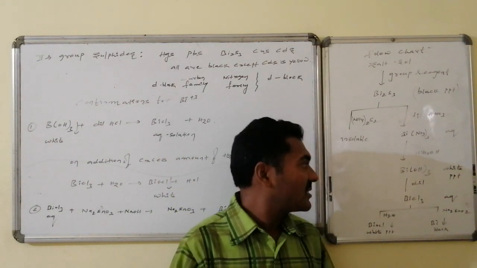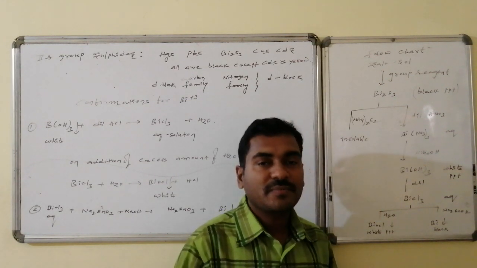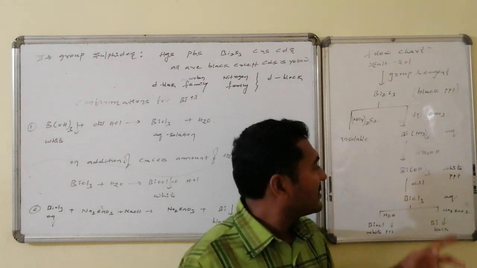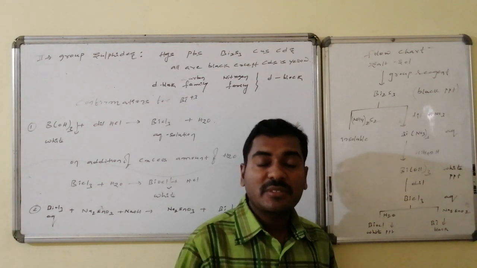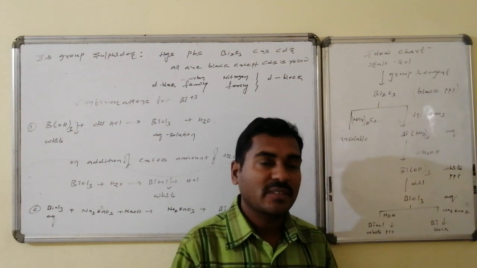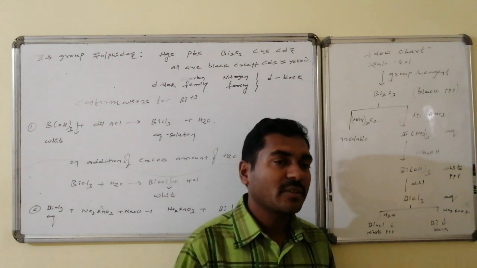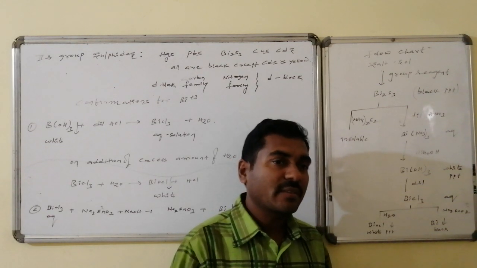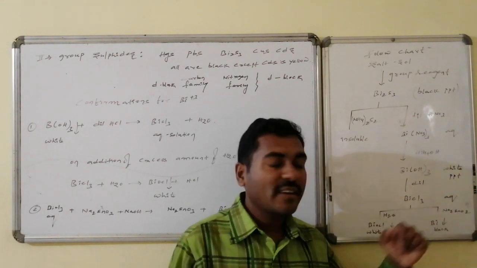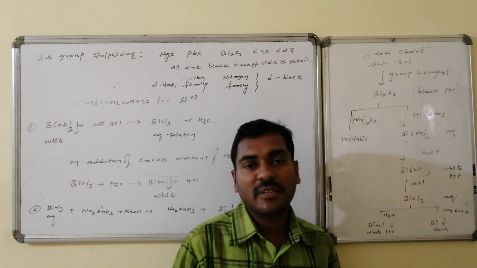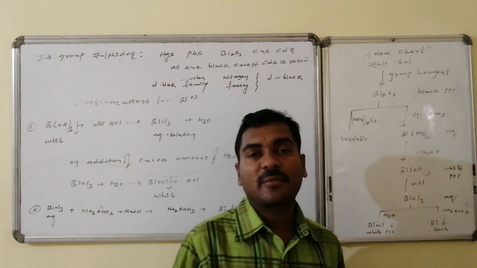This bismuth hydroxide on reaction with dilute HCl forms bismuth chloride, which is an aqueous solution. This bismuth chloride on reaction with water is converted to a white colored precipitate of bismuthyl oxychloride, and the second one, on reaction with sodium stannite, is converted to bismuth, which is a black colored precipitate.